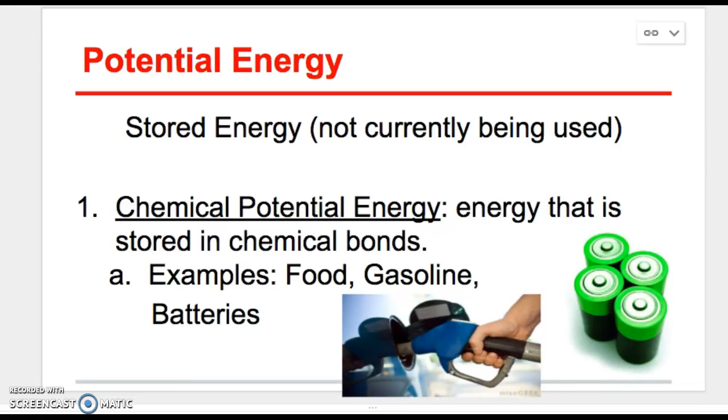Same thing with gasoline. Gasoline has energy stored in it until your car burns it and turns it into kinetic energy because your car is moving. Batteries, they're sitting in your drawer. They have stored energy until you put them into something that they're going to be used in.